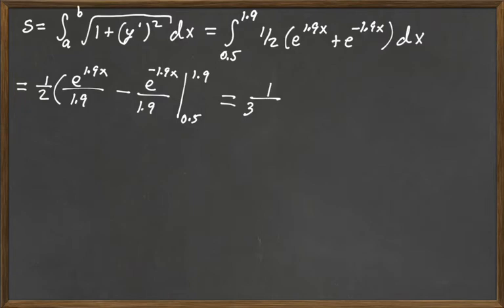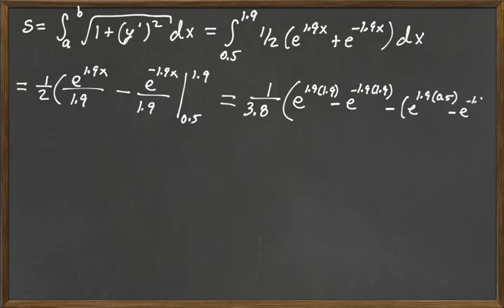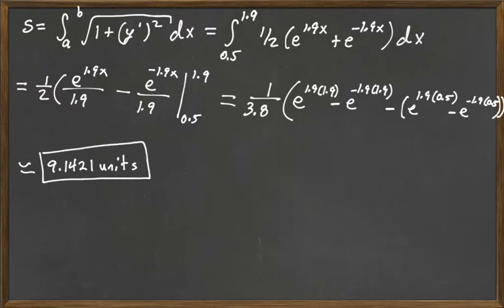We can slide out the 1.9 in the denominator, so 2 times 1.9 is 3.8. Okay. And then we'll just go ahead and evaluate at the upper and the lower limits. Okay, so that's going to be approximately 9.1421 units after we throw that into our calculator.